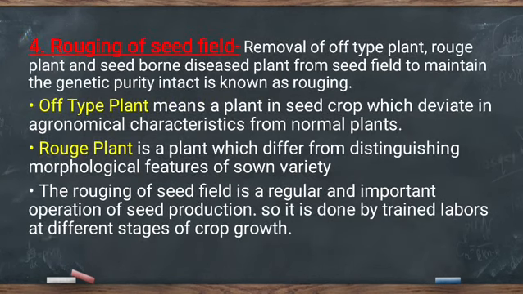Protection from these sources of contamination is necessary for maintaining genetic purity and good quality of seed. Roguing of the seed field: removal of off-type plants, rogue plants and seed-borne disease plants from the seed field to maintain the genetic purity intact is known as roguing. Off-type plant means a plant in the seed crop which deviates in agronomic characteristics from normal plants. A rogue plant is a plant which differs from the distinguishing morphological features of the variety. Roguing of the seed field is a regular and important operation of seed production, so it is done by trained labor at different stages of crop growth.